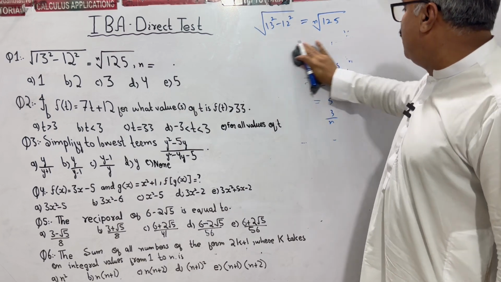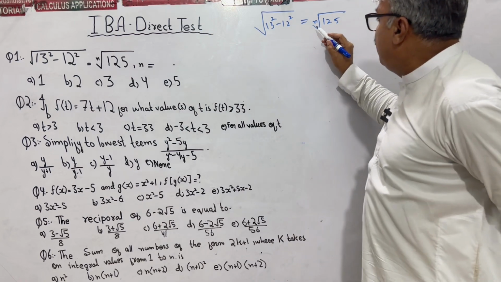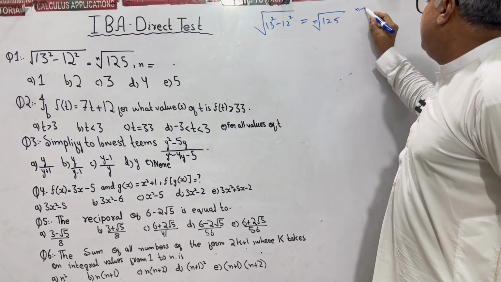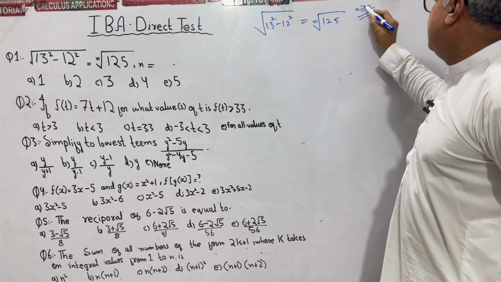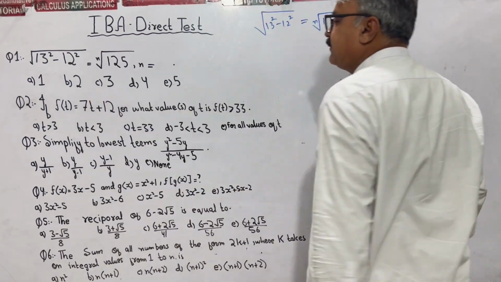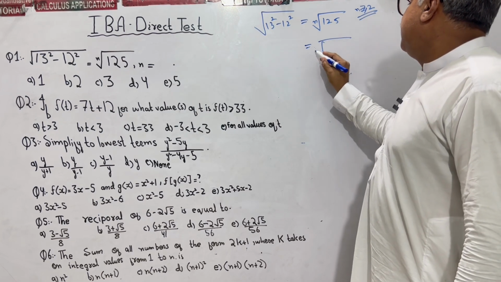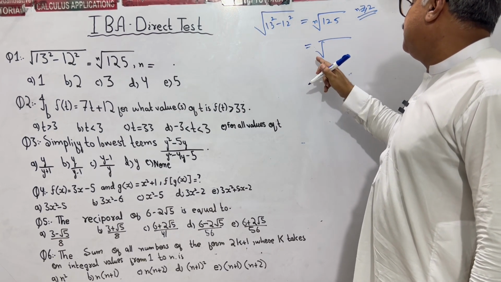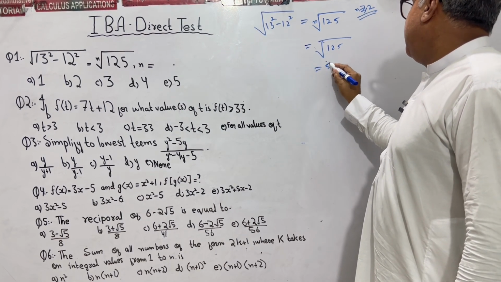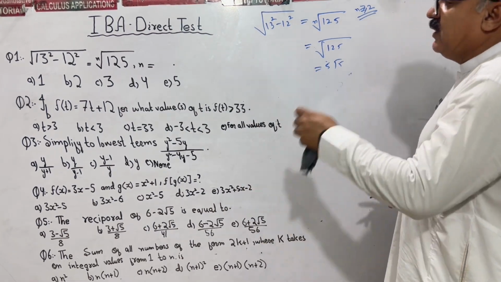Or one can verify from the options. If I put 1 here, it doesn't make sense. At least the value of n must be 2 or greater than 2. If I put 2 here, 2 means no need to be mentioned. If the value of n is 2, it's the square root of 125, which is 5 times root 5. And here we have only 5. So option 2 doesn't work.